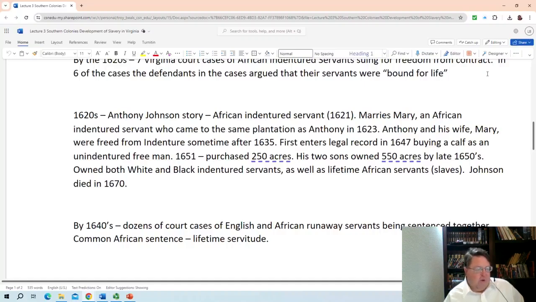What's interesting about Anthony Johnson is that he had both white and black indentured servants, and he even had lifetime African servants. For me, that's one of the reasons why he's kind of buried. It's uncomfortable for some: a black person owning another black person, and even a white person. Based on historical records, he had European and African indentured servants, and he even had lifetime servants as well. Johnson will die in 1670, and we'll come back to him a couple more times. He's a very interesting story, and I think he's well worth study.